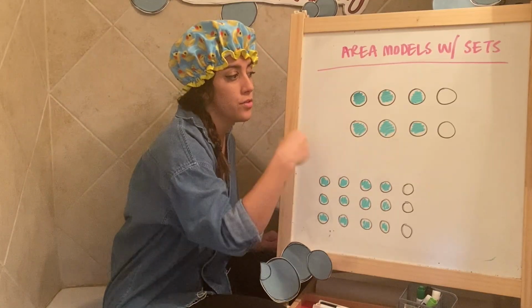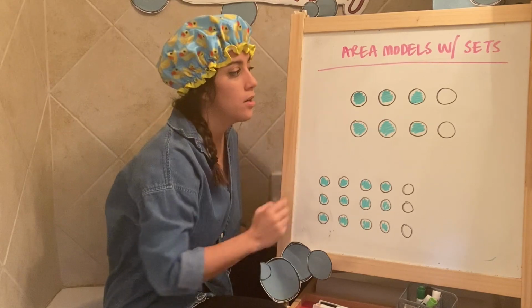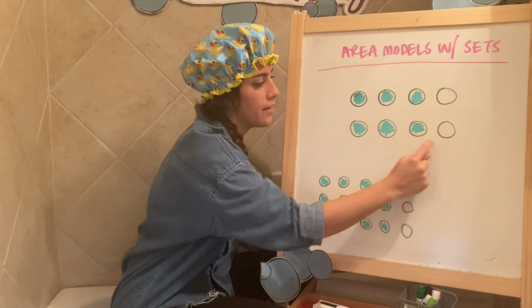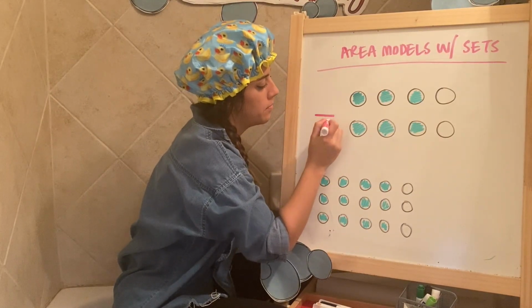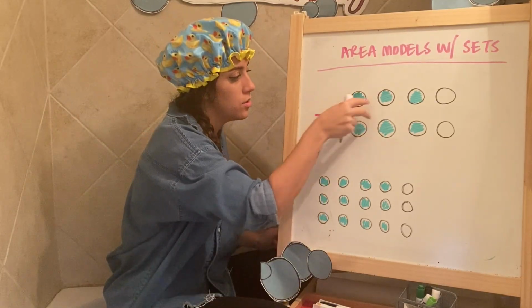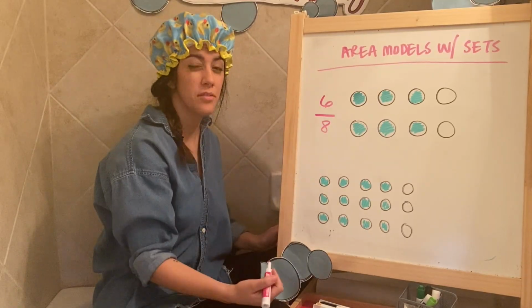The total amount of circles, just in general without shaded or not, is going to be my denominator. So how many circles do I have total? I have 1, 2, 3, 4, 5, 6, 7, 8. Okay, so at the bottom, I have a total of 8. How many do I have shaded? 2, 4, 6. Okay, so I have 6 eighths represented, right?